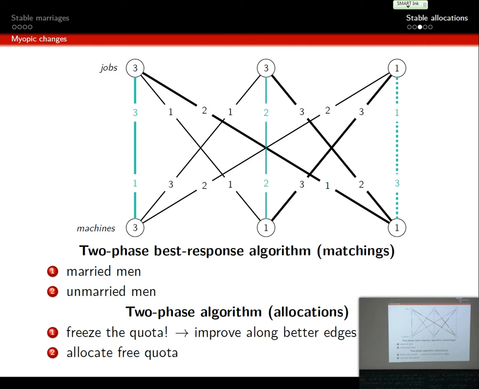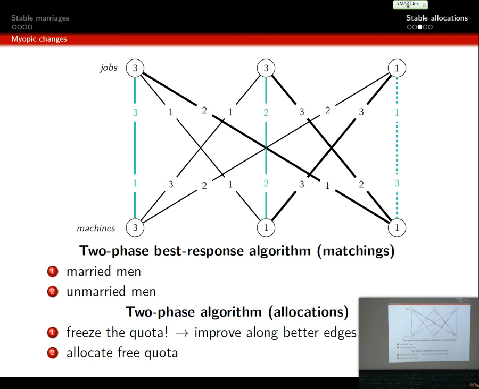And our idea is also a two-phase algorithm, which can be seen as a generalization of the two-phase algorithm from the Ackermann paper. It says that first you freeze the quota. Whatever amount of time you already have allocated at the beginning, you never go above it. You just keep that, and whenever you take a blocking edge, you reduce some allocation on some worse edge, even if you would have lots of free quota. This is what corresponds to the married man principle.